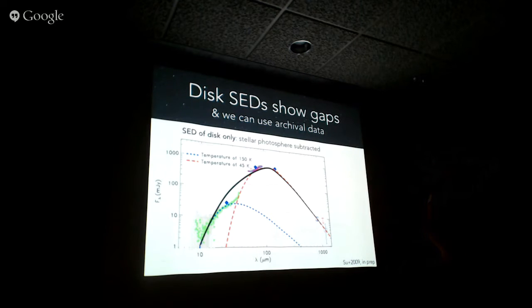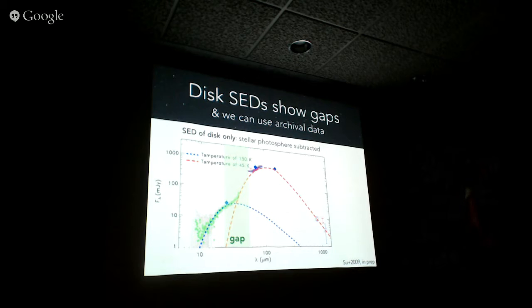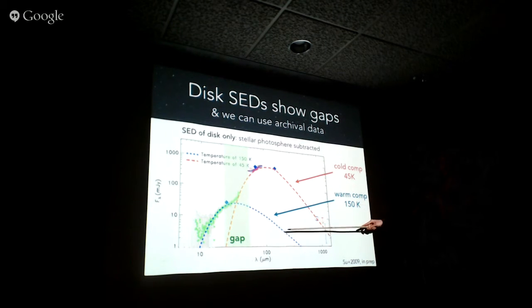And what that's indicating is that there's a deficit of material that would emit at those particular wavelengths. In other words, there's a gap in this disk. So what we can do to figure out where the gap is, is model the SED. We start by fitting temperatures, or black bodies, to the SED. That's the first step, the simplest fit. And you can see that this is well fit by roughly a 45 Kelvin black body plus a 150 Kelvin black body.